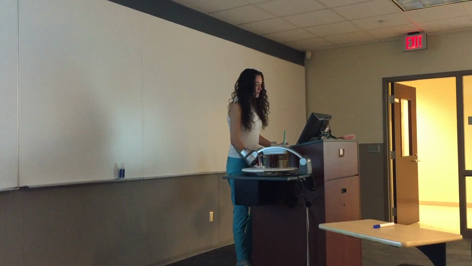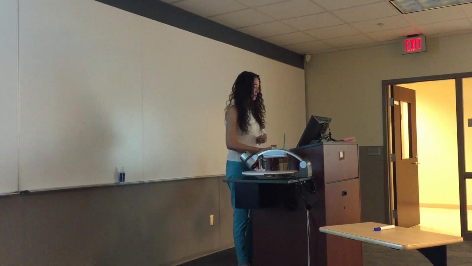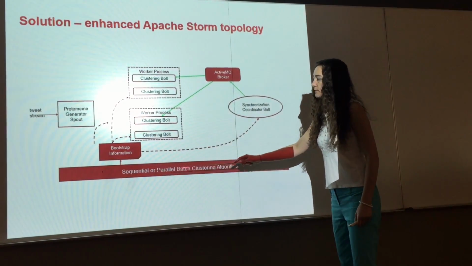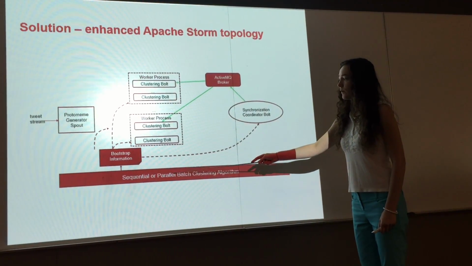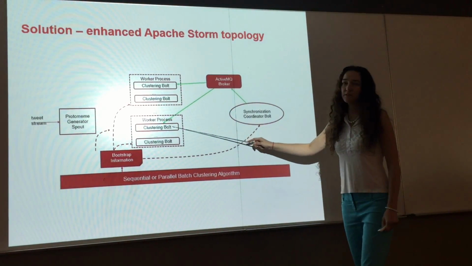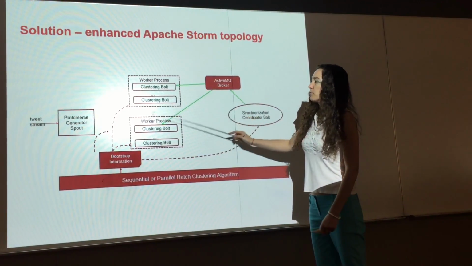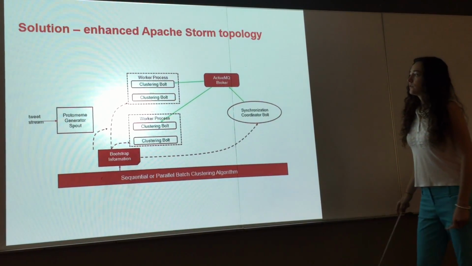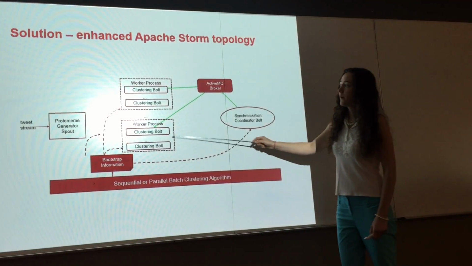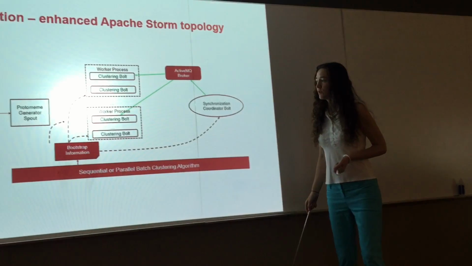So the solution is this enhanced Apache Storm topology. So it's going to do sequential or parallel batch clustering algorithm. So it can either do it in a sequential way, or it can distribute it over a bunch of nodes, and each one will do parts of the clustering separately through one of these bolts that we have seen that takes the stream of data and does some processing, creates another stream. So there's going to be a separate worker process, let's say running on a separate data node that does a parallel part of the clustering in parallel, and this way the clustering will be done much faster compared to if it was done in a sequential way.